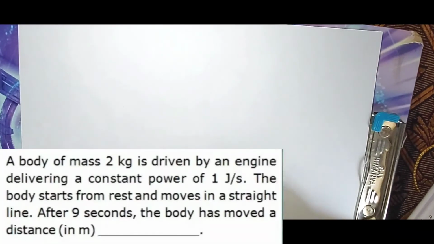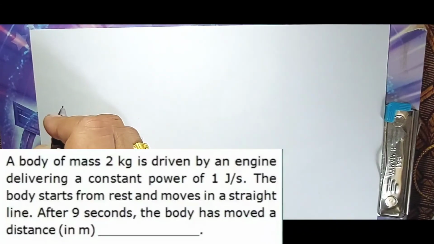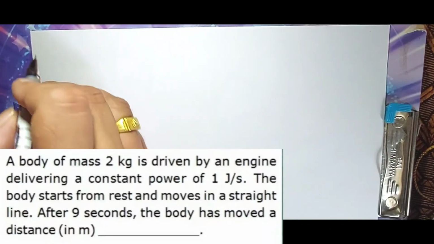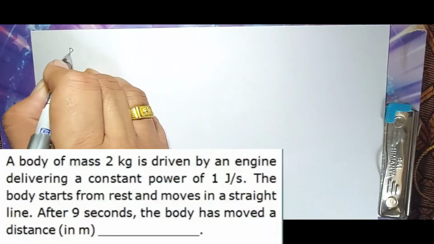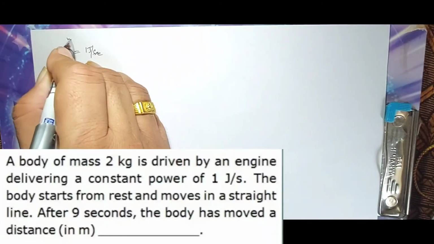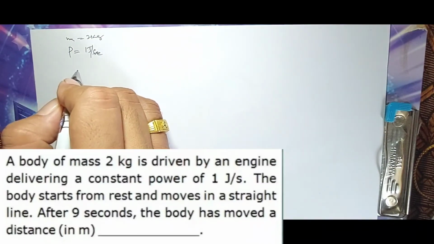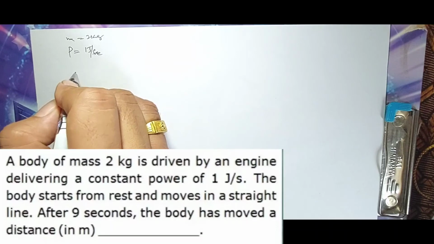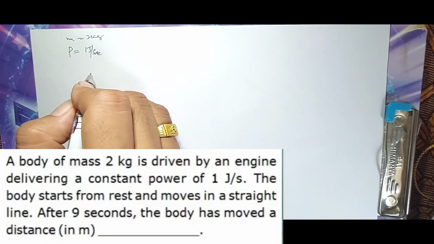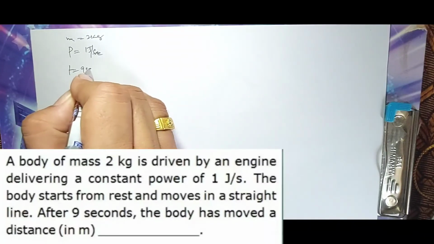Okay, next problem. A body of mass 2 kg is driven by an engine delivering a constant power of 1 joule per second. So this is the power given, 1 joule per second, and the mass given is 2 kg. The body starts from rest and moves in a straight line. After 9 seconds, the body has moved a distance.